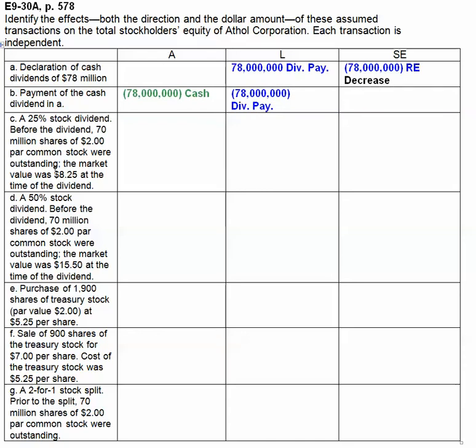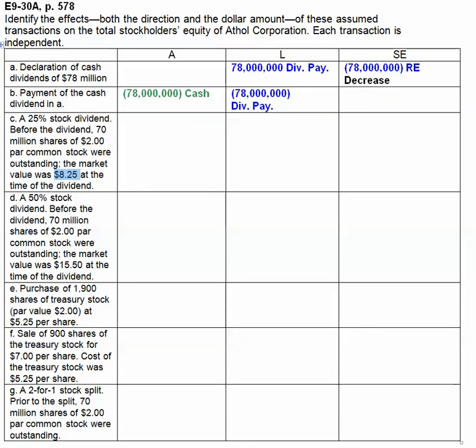All right, a 25% stock dividend. Now, when you do a stock dividend, what you're going to do again is move money out of retained earnings into common stock. But remember, we have to split our common stock into the amount that's par and the amount in excess of par. So here in this example, at the time that the stock dividend is declared, the price is $8.25.